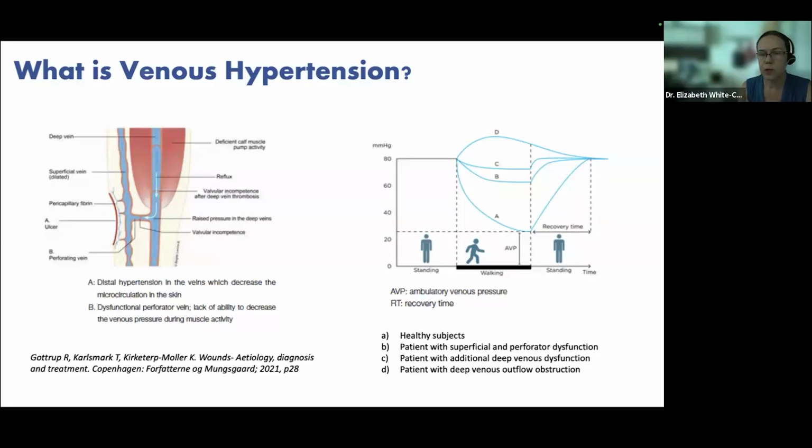Right. And so here we look even further, a little bit more closely, is like, well, what is venous hypertension? And it's high blood pressure in the veins. But what's really interesting that we have found, they've done some studies looking at these healthy subjects. Well, first, let me draw it to your left, excuse me.